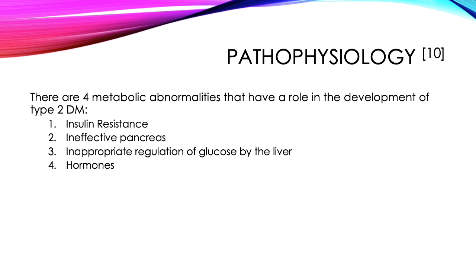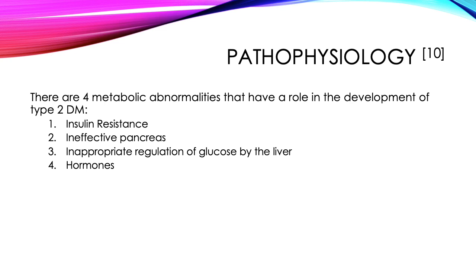For the pathophysiology of type 2 diabetes, there are 4 metabolic abnormalities that have a role in the development of type 2 diabetes, one being insulin resistance. This means the body does not respond to insulin, and the insulin receptors are unresponsive to the action of insulin. The second one is a decrease in the ability for the pancreas to produce adequate amounts of insulin. This occurs because the beta cells become fatigued due to the overproduction of insulin, or when beta cell mass is lost.